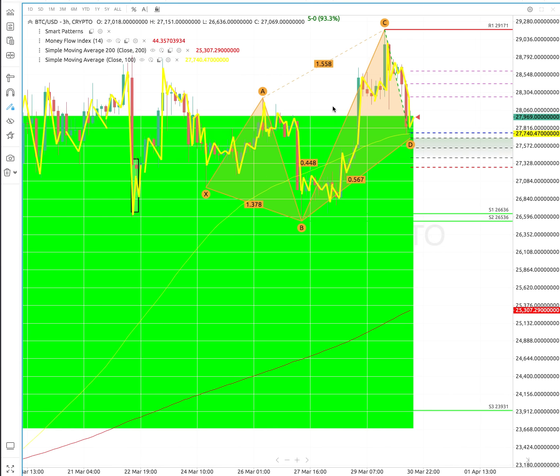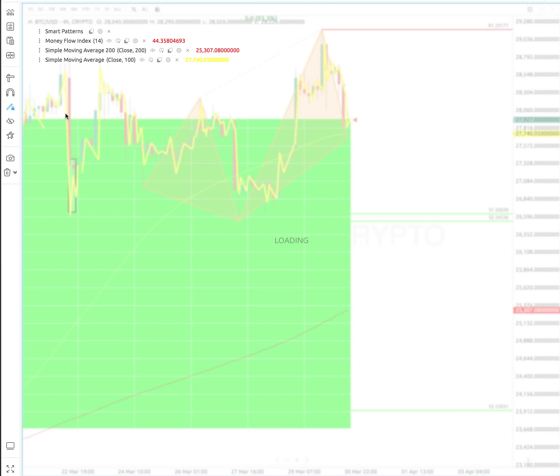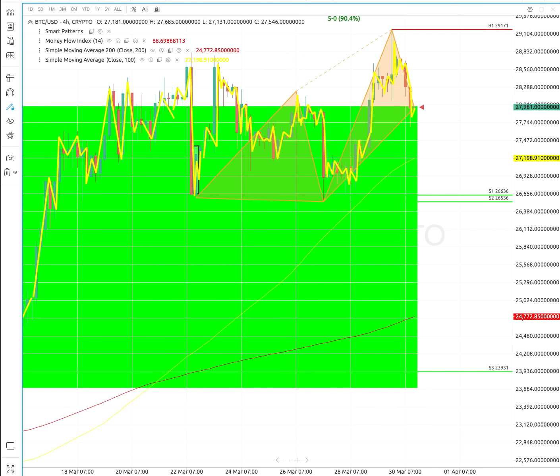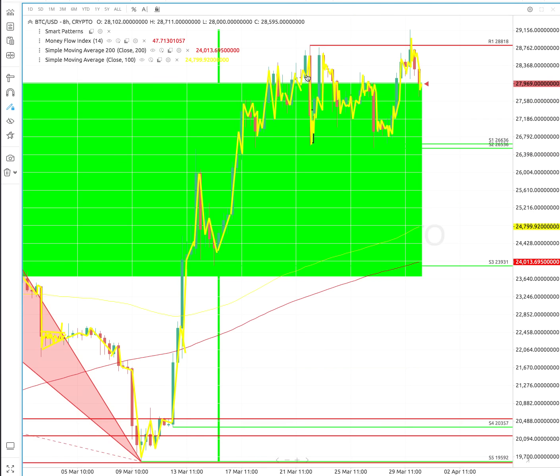So we're going to go to the 3-hour. It's matching with the 3-hour. We're going to go to the 4-hour. On the 4-hour chart, it looks like it's matching. Let's see if it matches on the 8-hour chart. So we're on the 8-hour chart.